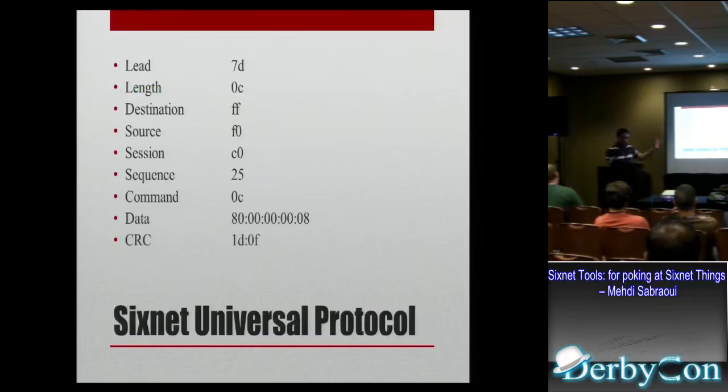So the lead and length. Length is the length of the packet. The lead is the whether it's hex or ASCII or anything like that. I'm not sure why it has the source and the session, destination, and the sequence, because that's all handled by UDP. Then the command and the data, and then of course the CRC.